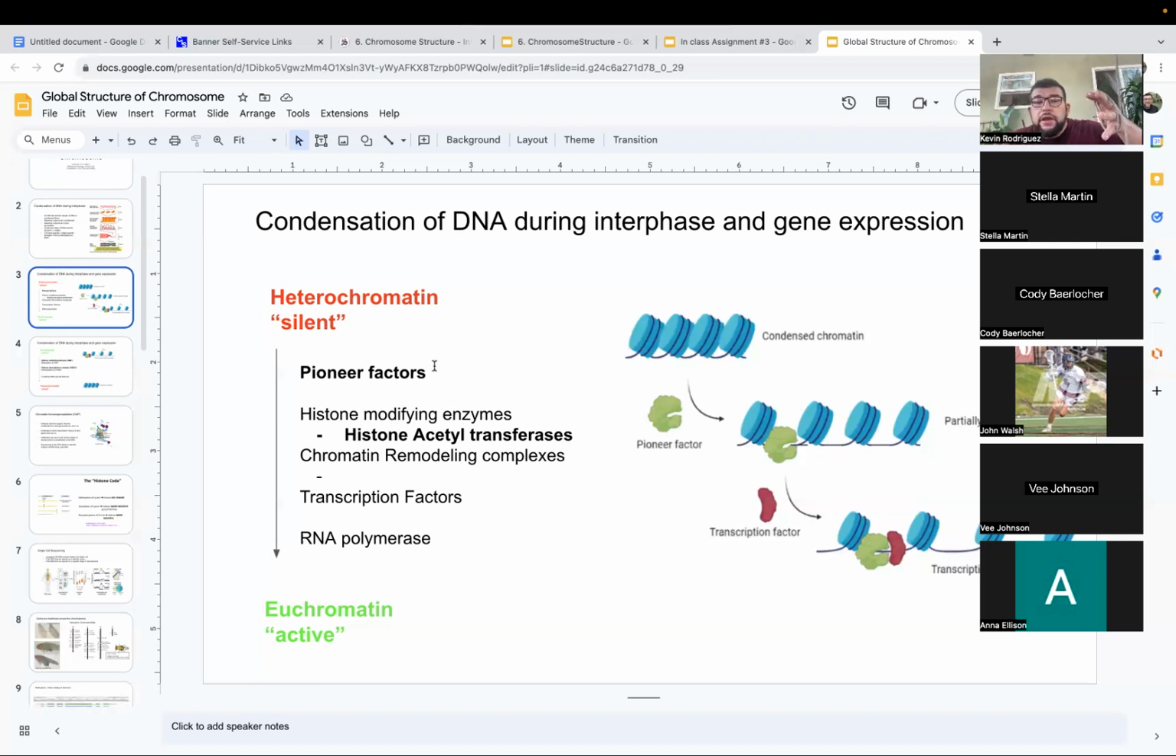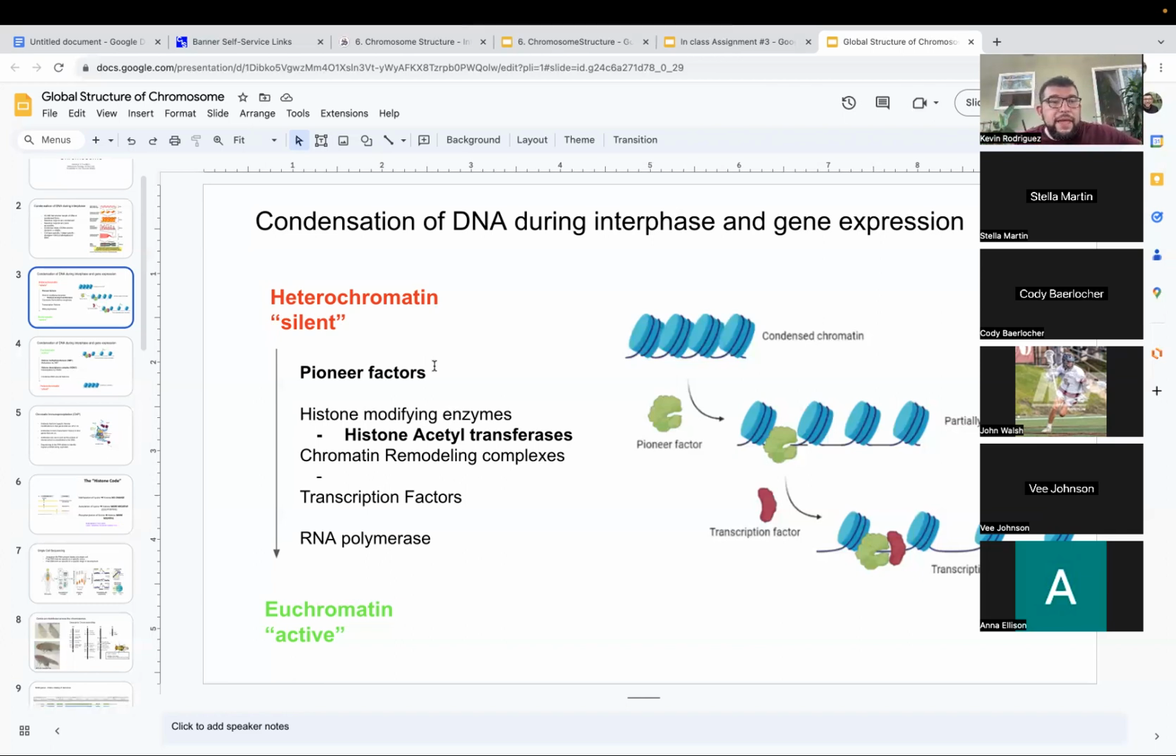Now let's go back to talking about our pioneering factor. This pioneering factor interacts with the sequence that it likes, basically scanning around until it finds that perfect sequence, right? Once it finds that perfect sequence, you're going to bring in enzymes that help modify the histones. So either you can modify the histone tails. Remember, we talked about 3 different types.